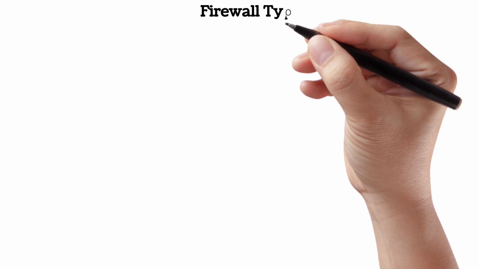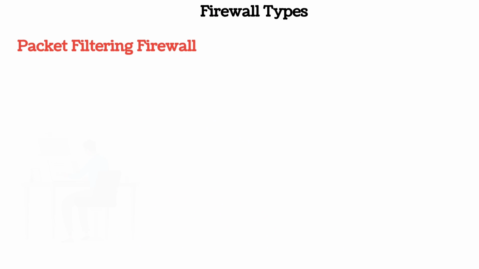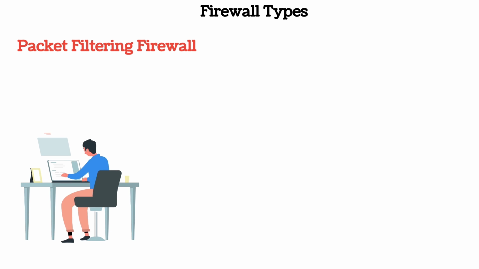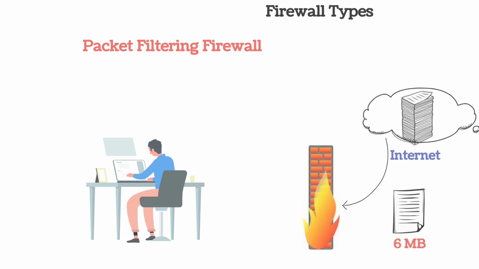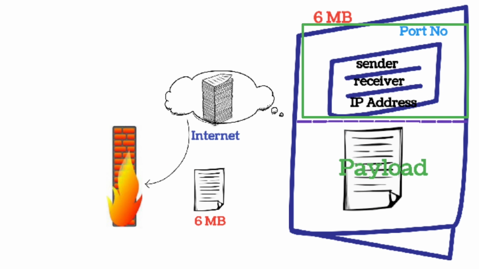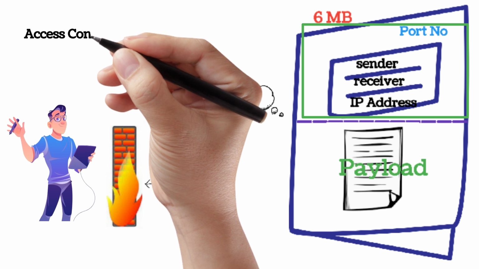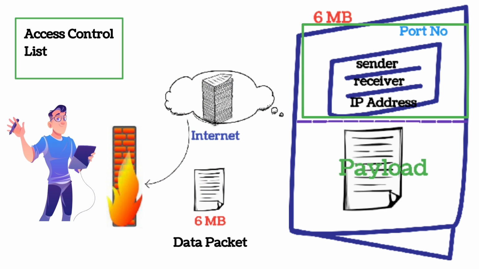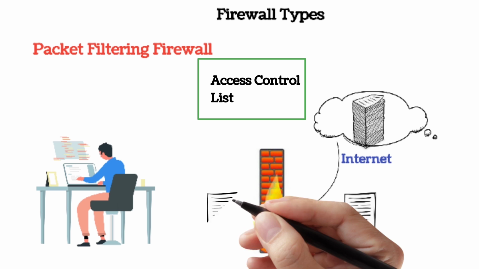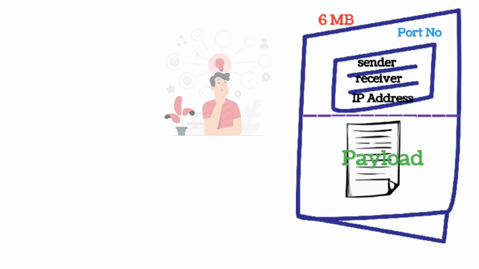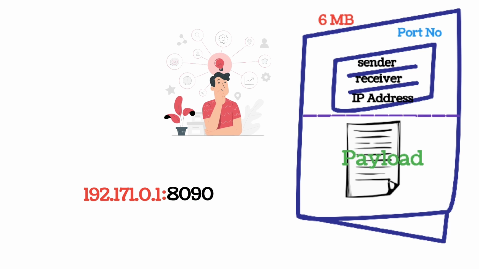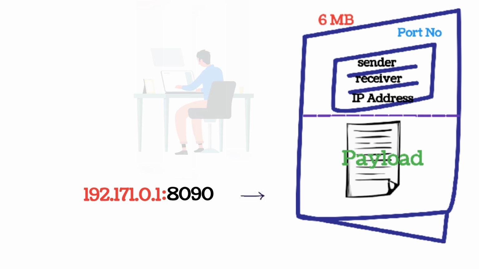So now we can start with firewall types, starting with packet filtering firewall. Suppose I am downloading a file from the internet. When the data packet arrives at a packet filtering firewall, it only checks the sender and receiver IP address and the port number present in the data packet. The rules written in a list called access control list are used for data packet verification. If everything is right, then the data packet is authorized to pass through the packet filtering firewall and then to my computer. But what is a port number? Actually, these are some digits written after IP addresses, separated with a colon, and are used for successful data packet transfer.